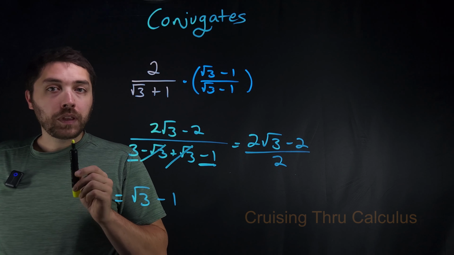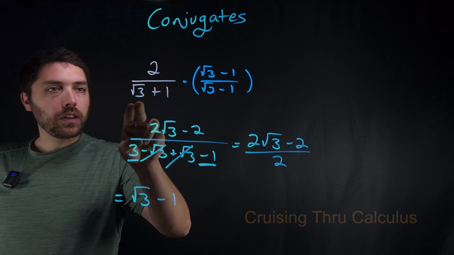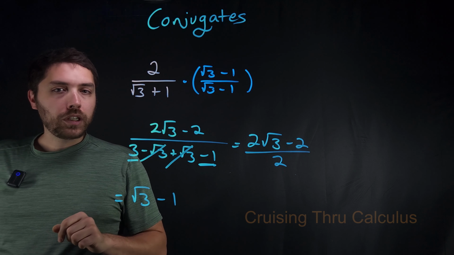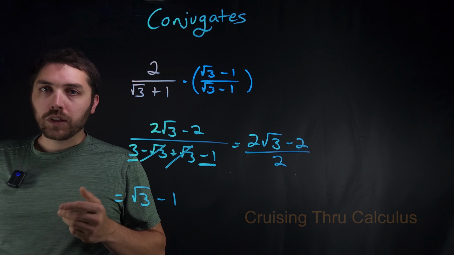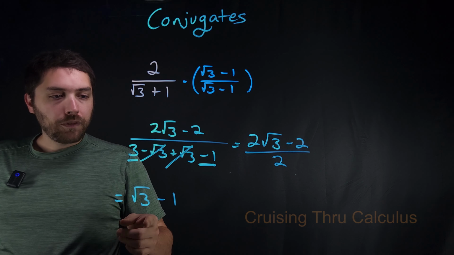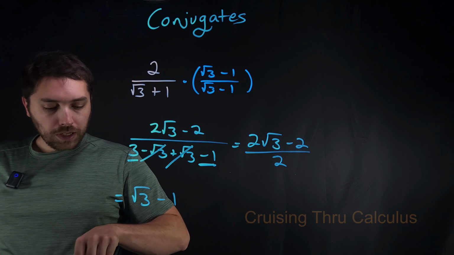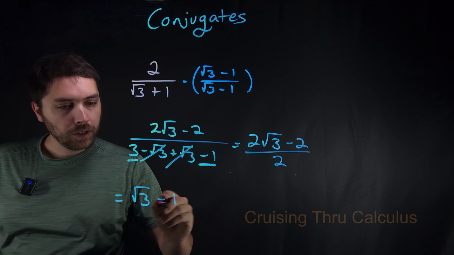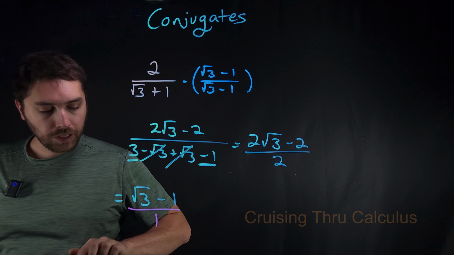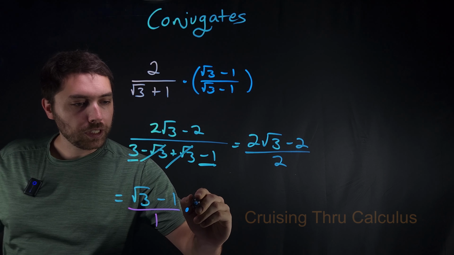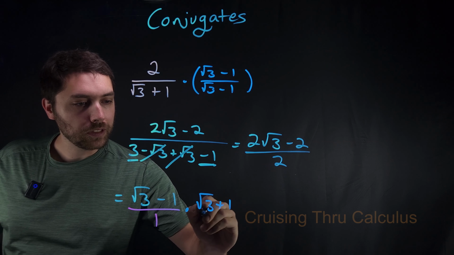Another thing I'd like to point out as well is that here we rationalized the denominator. But there's actually nothing wrong with us rationalizing the numerator too. In fact, I could even take this right here, make it a fraction, and then multiply by the conjugate here, like this.